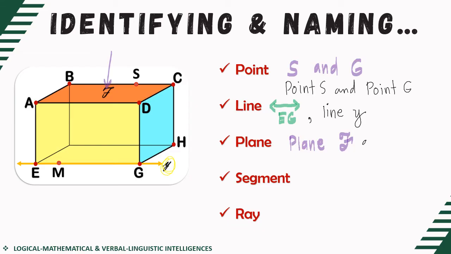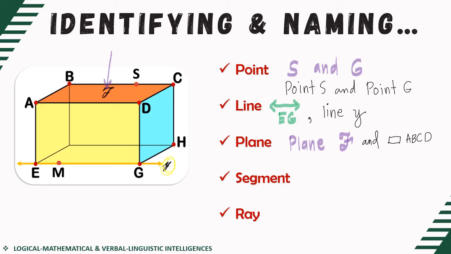So what is that other way to name this plane F? I can also name it as this one, plane ABCD. I can use three letters or four letters, minimum of three letters, but here I'm just going to use four letters for the quadrilateral surface. So A, B, C, D.